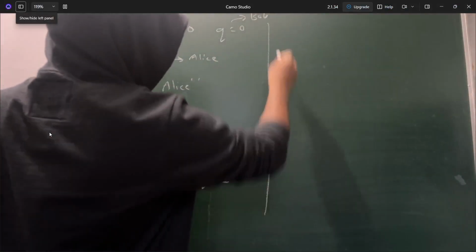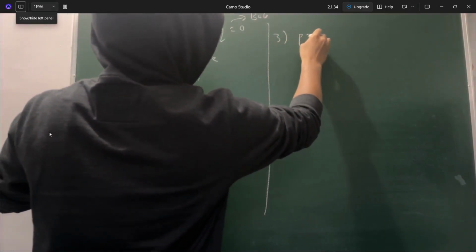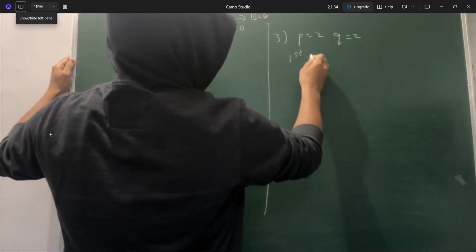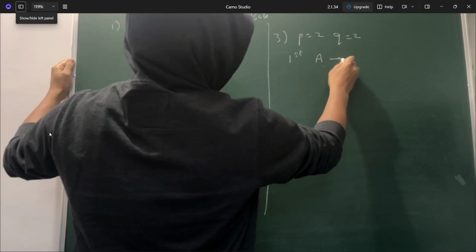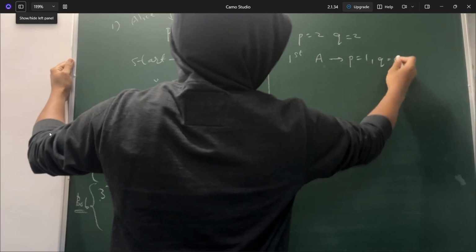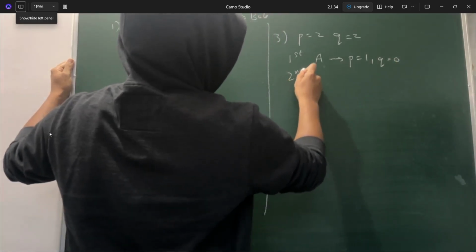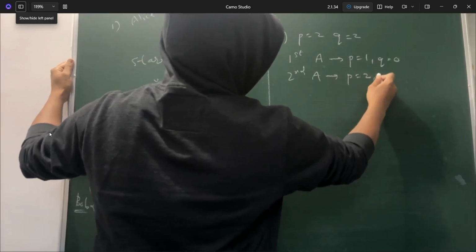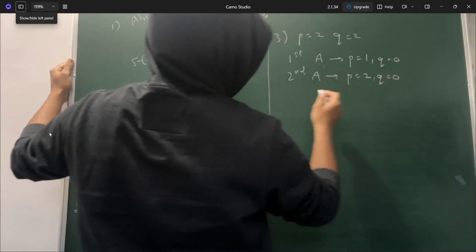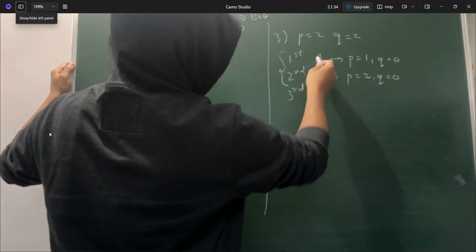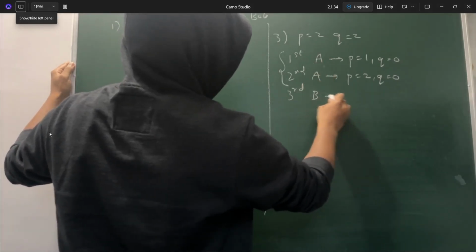In the third example, both P is 2 and Q is 2. So let's understand. First serve will be done by Alice, and let's say Alice wins, so she has 1 point and Bob has 0 points. Second serve, again Alice, let's say Alice wins, so she'll get 2 points and Bob still has 0 points. Now the third serve: because two consecutive serves are done, first by Alice, now Bob will start this serve.